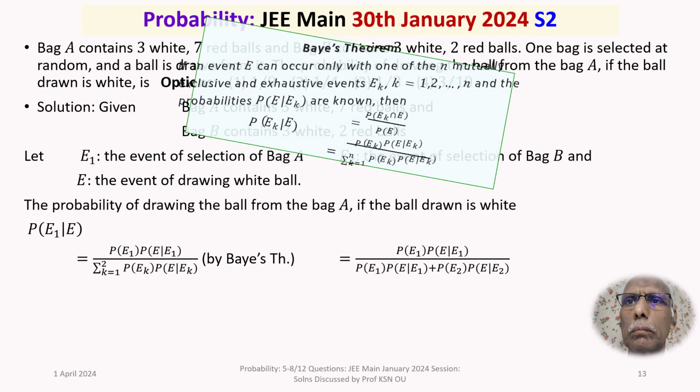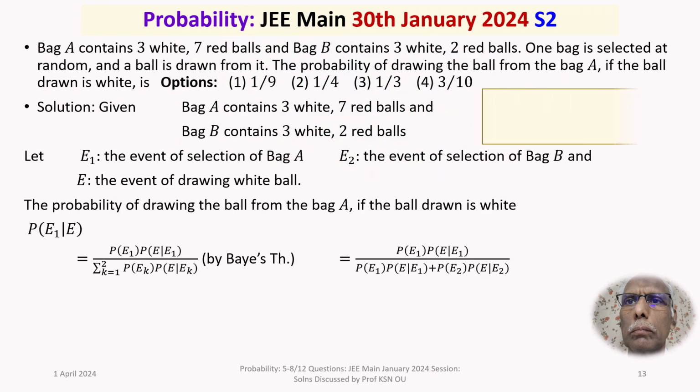Agreed. Now what is the probability of E1? Probability of E1 is equal to probability of E2, which is equal to 1 by 2. There are two bags, and selecting one of the bags has probability 1 by 2, because they are E1 and E2 and out of that, one you have to choose. So probability of E1 is equal to probability of E2 is equal to 1 by 2.